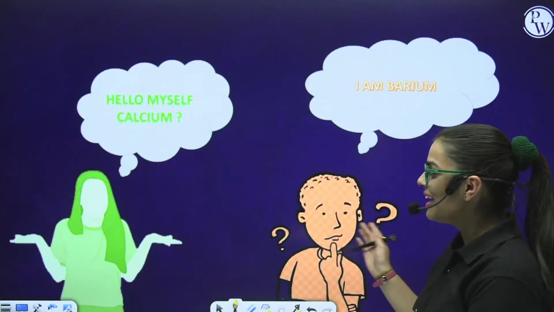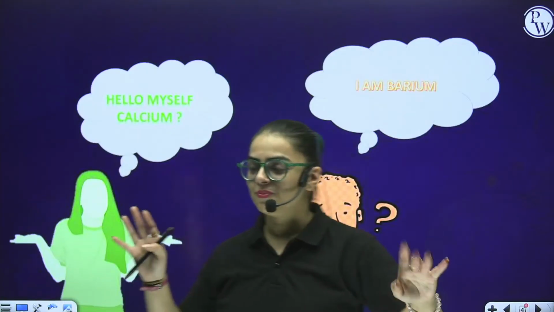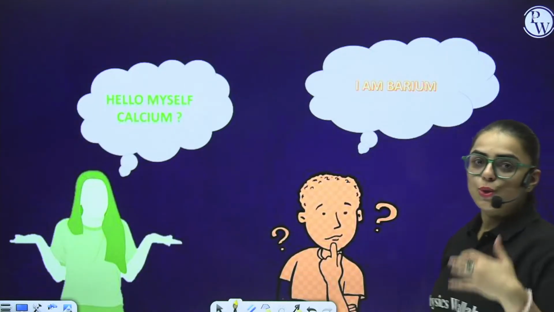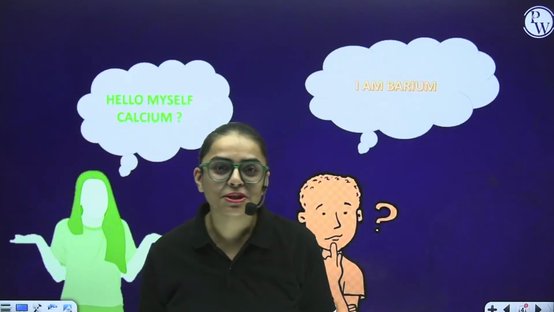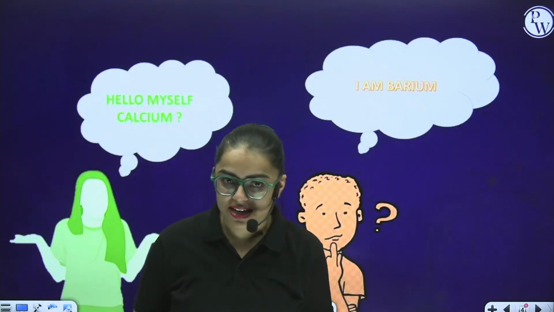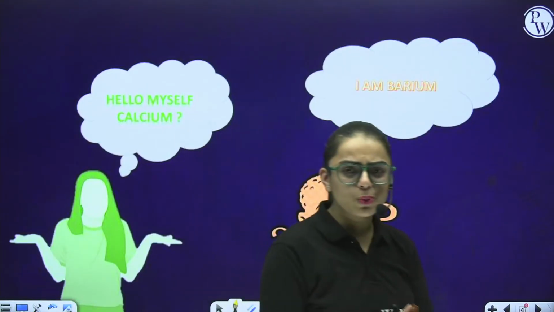Ma'am, who are they? They are your friends, students. Let me introduce you to your chemistry classmates. Who are they, ma'am? So basically, she is calcium and he is barium. So I guess now they are here to welcome you to your Nexus batch, and they will be seen in the classes as well, in the sessions as well. They will be asking you questions and you have to answer them quickly, yeah?